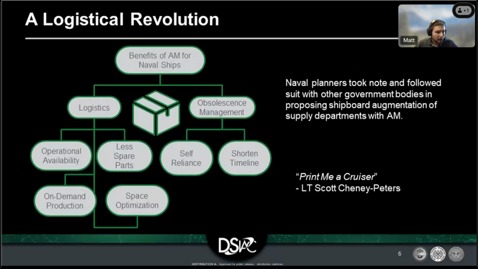And then, when we're out in the middle of the ocean, you really are by yourself. I mean, you have your ships around you, but emergency resupply or getting spare parts from a resupply station is going to take a while. So if I can print something out in the ocean, that would be fantastic. And then obsolescence management, that's a big topic in the DoD right now. Self-reliance and shortening the timeline for different system replacement parts and doing that kind of maintenance as we go.